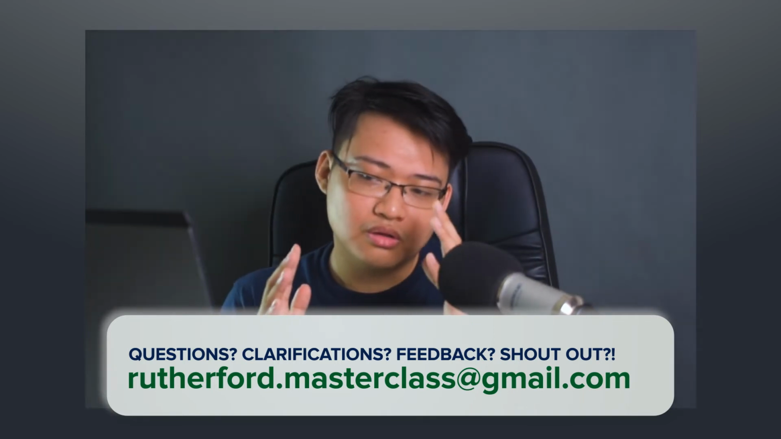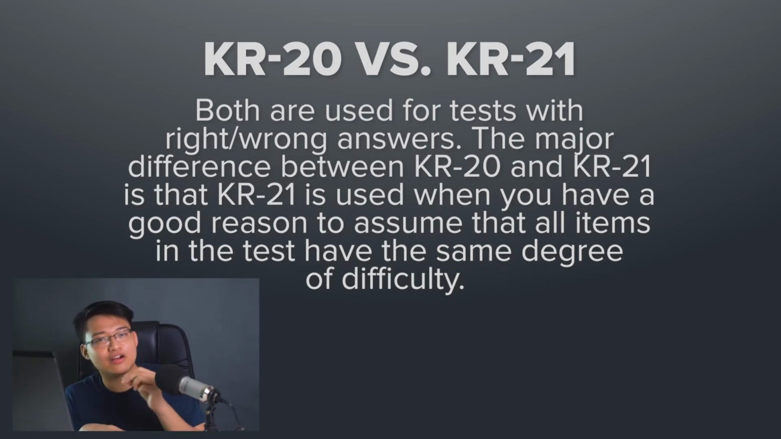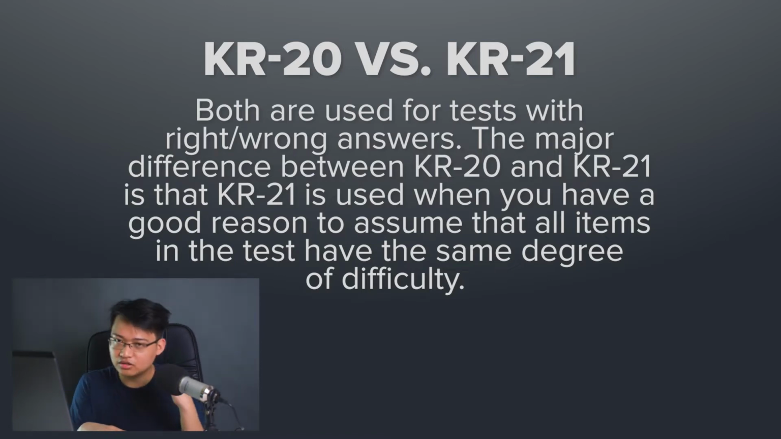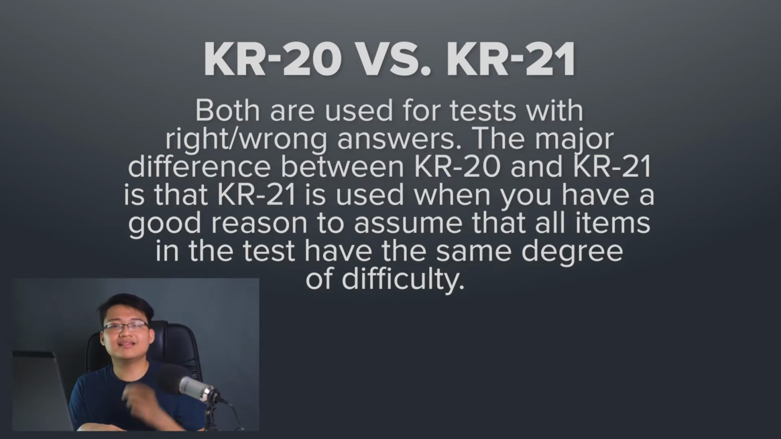So let's discuss the other three, inter-item consistency. So why not Cronbach alpha and KR21? So if we compare KR20 and KR21, both of them are used when there is a right or wrong answer in the test, or basically they are used for dichotomous tests, true or false or right or wrong tests. And the major difference between KR20 and KR21 is that KR21 assumes that all items are of equal difficulty.